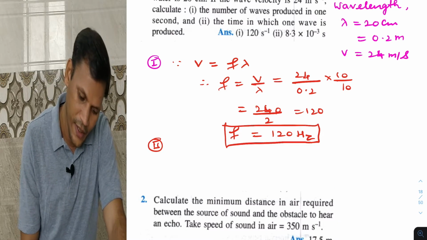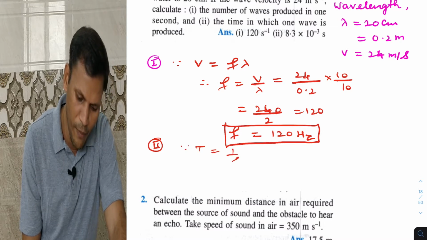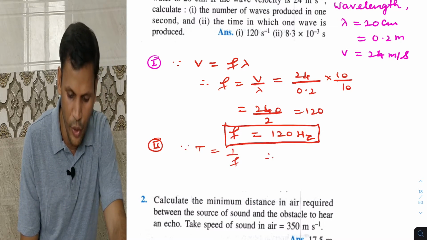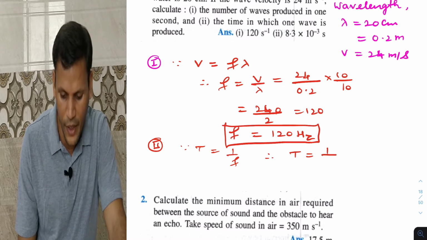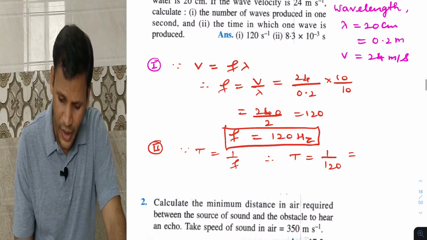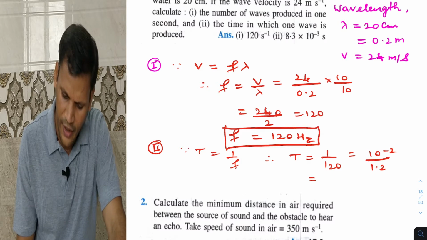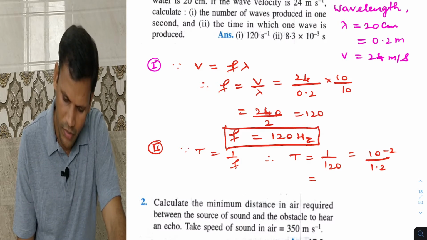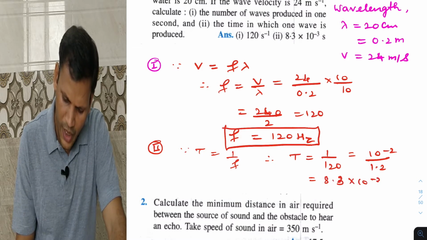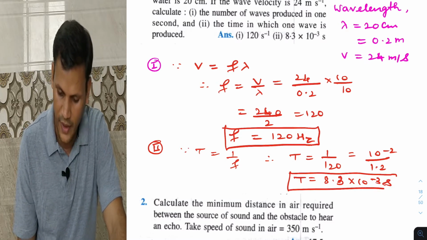Since time period is 1 upon frequency, therefore time period is 1 upon 120, so it will be 10 raised to minus 2 upon 1.2, which I can write 12 by 8, so it will be 8.3 into 10 raised to minus 3 second. It is the time period. So we get the answer.